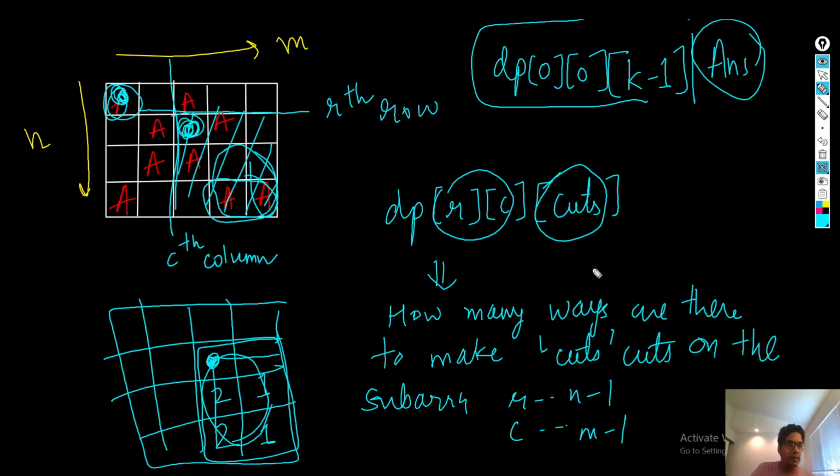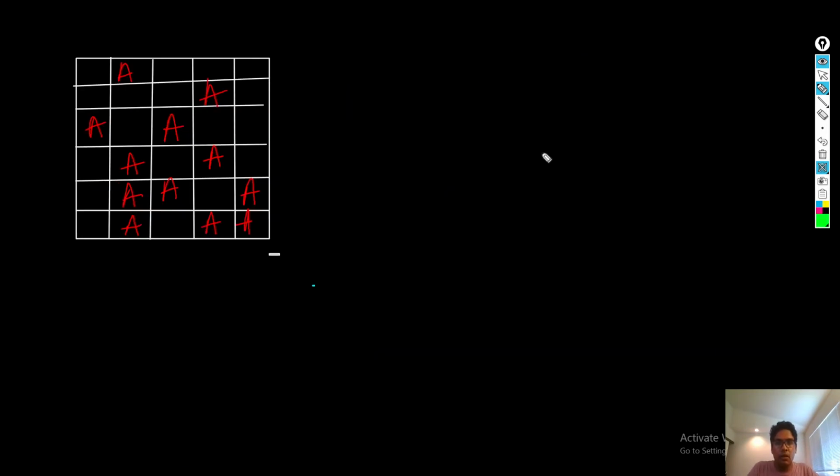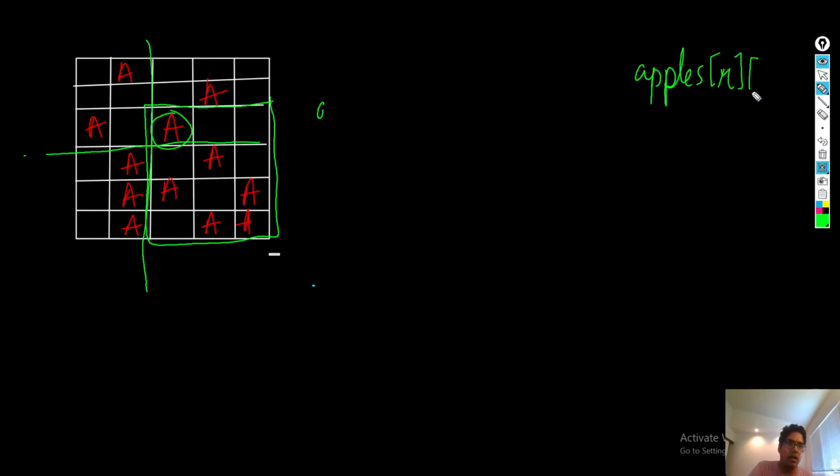Let me clear the screen, and let's say we are looking at this situation here. This is the cake, this is the pizza we have had. Now let's understand this particular point: this is the row we have selected and this is the column we have selected. So if you have an array called apples, apples would be this entire green array, and apples of RC, how many apples are there, right?